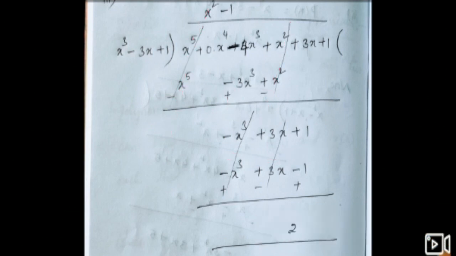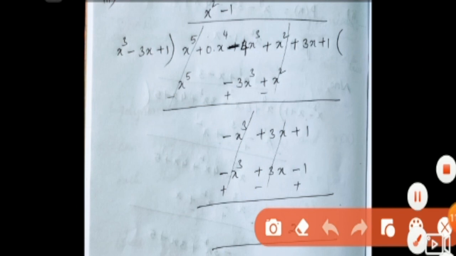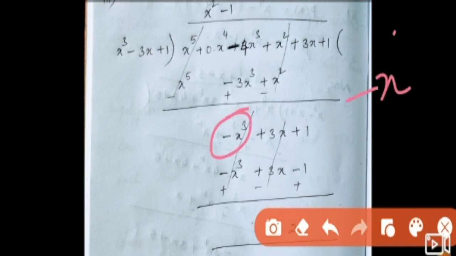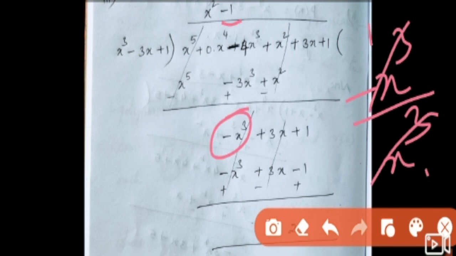And after that, here is the new dividend. What is the first term? Minus x cube, divided by x cube. Why are we doing this? To obtain the next quotient we are doing it. x cube, ones are cancelled. After that minus 1 we got. So minus 1 into x cube, minus x cube, minus into minus plus 3x, next plus into minus, minus 1.